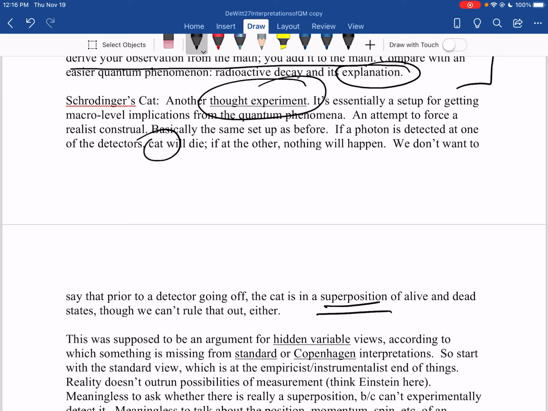I'm going to close this mini lecture and have some coffee so I get less tongue-tied, and then we'll go deeper into standard interpretations by contrasting them with their competitors.